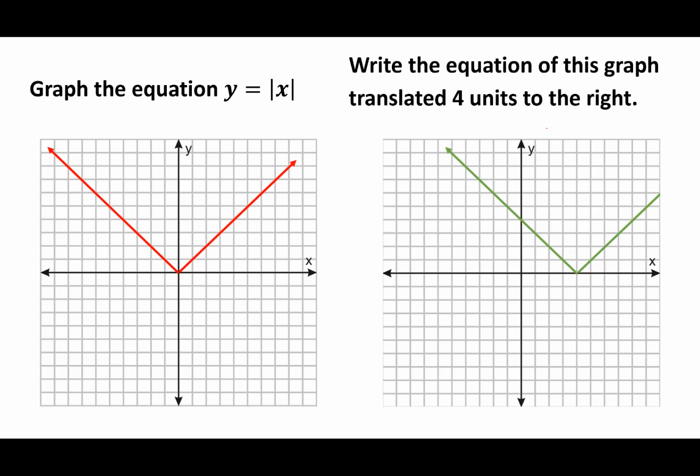So you're going to replace the x in the function with x minus 4. So the new equation will be y equals absolute value of x minus 4. And that will give you this graph, the one that has the little bottom of the V at 4, 0. So moving the graph to the right involves subtracting from the x value in the equation.